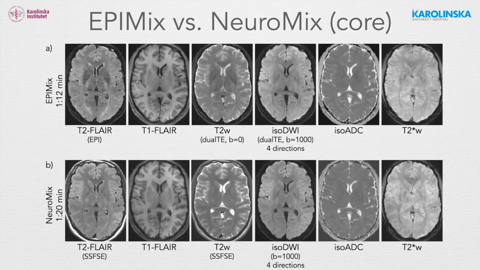Here's the slide showing EPIMix at the top and NeuroMix as successor at the bottom. You see at first glance, they are quite similar. What is different is that the first column, T2 FLAIR, is now at the bottom. You see that it's single-shot fast spin echo, so it's distortion-free. The fat is back. And in the third column, T2, you have a real T2 now instead of just a B0.